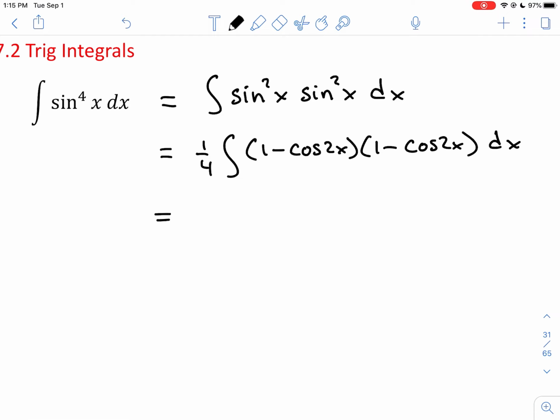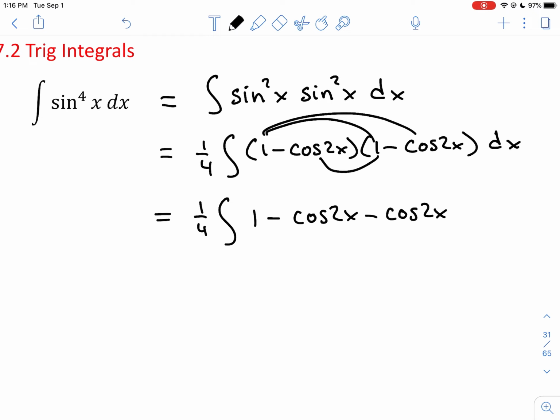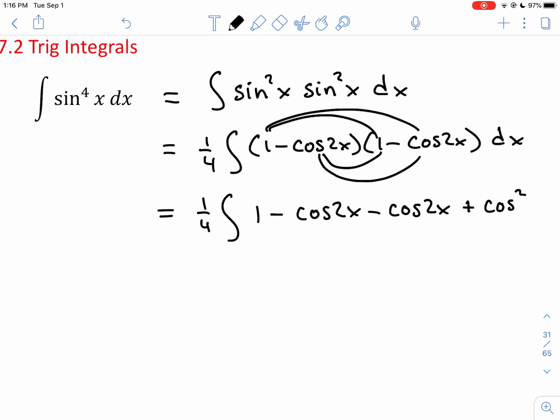From here, I'm going to do some FOILing. I'm going to multiply this expression out. We do 1 times 1 is 1, 1 times negative cosine 2x, so we get negative cosine 2x. We get that again, and then we get positive cosine squared of 2x.